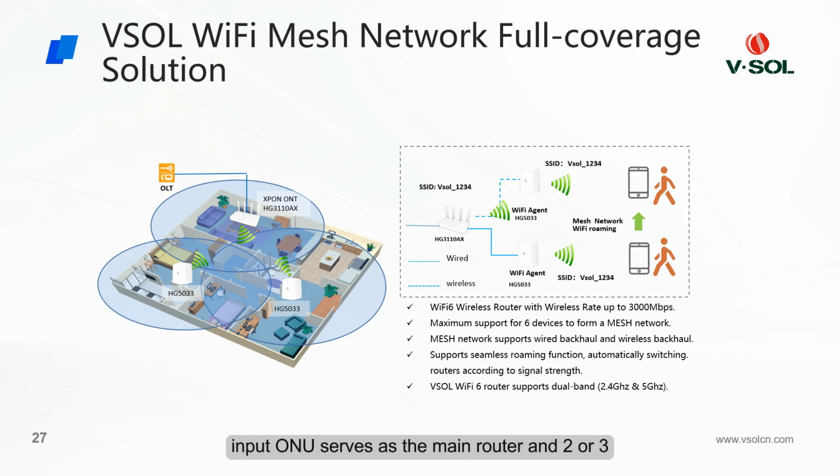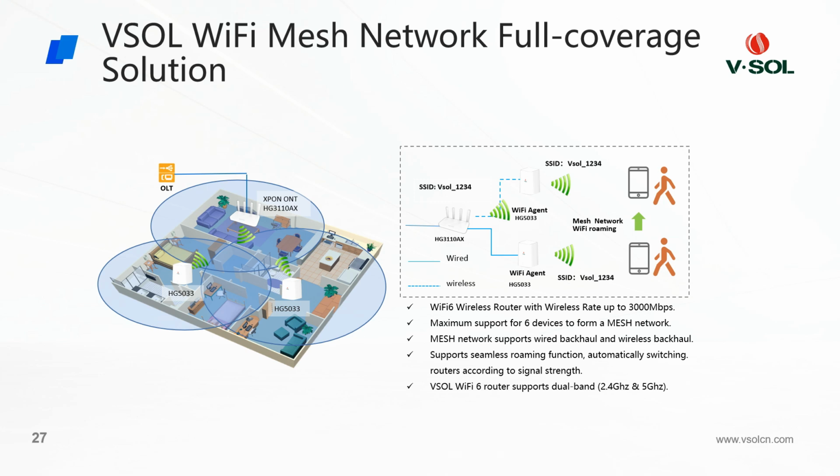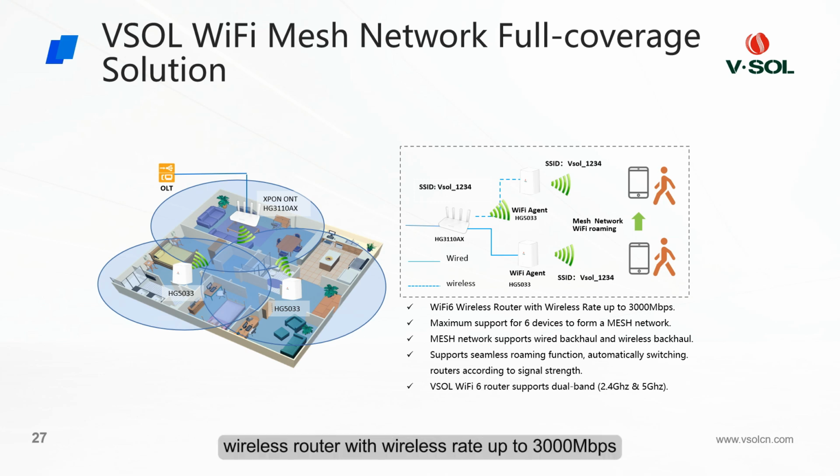ONU serves as the main router, and 2 or 3 HG5033 routers are added to mesh with HG3110AX, covering the entire room with Wi-Fi. Wi-Fi 6 wireless router with wireless rate up to 3000 Mbps. Maximum support for 6 devices to form a mesh network.